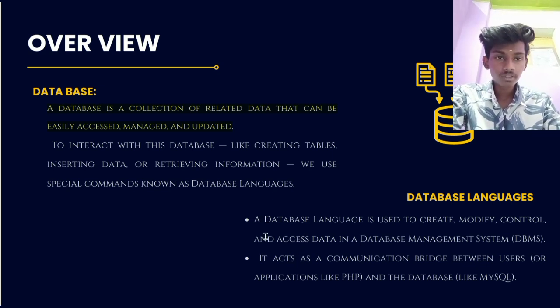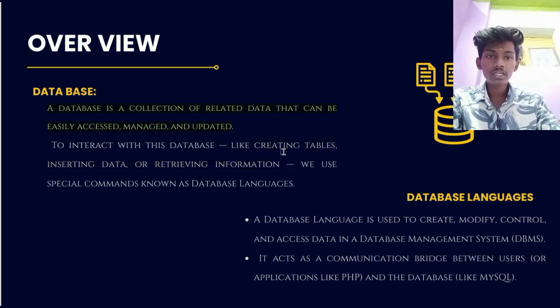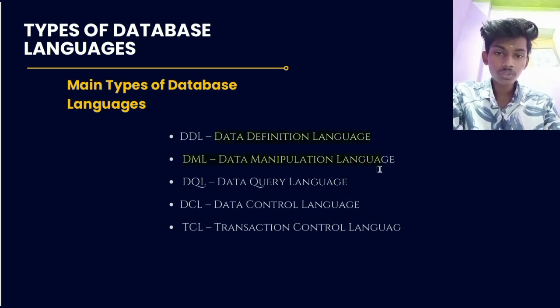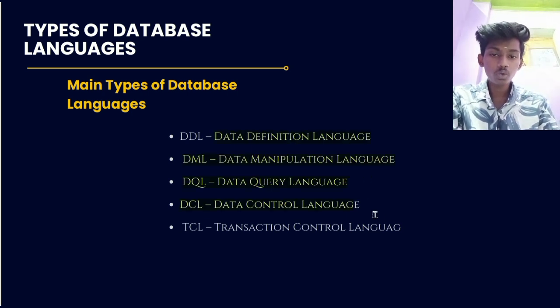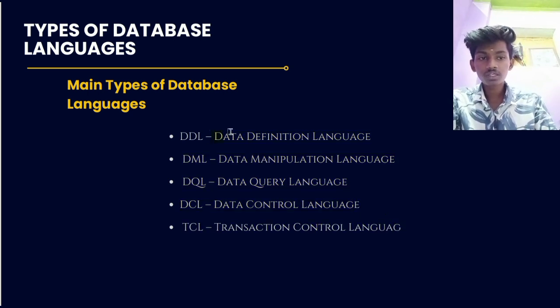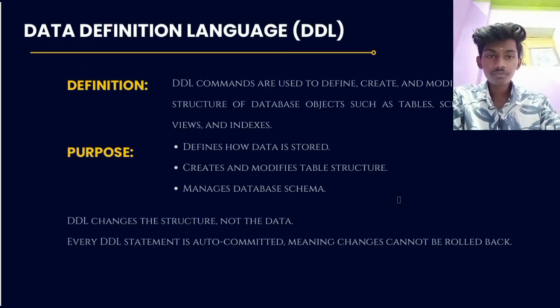By using database languages, we can create, modify, access, and manage the data stored in the database management system. There are five major types of database languages. One is data definition language, data manipulation language, data query language, data control language, and data transaction control language. These data manipulation language and query language are integrated with each other. First of all, data definition language.